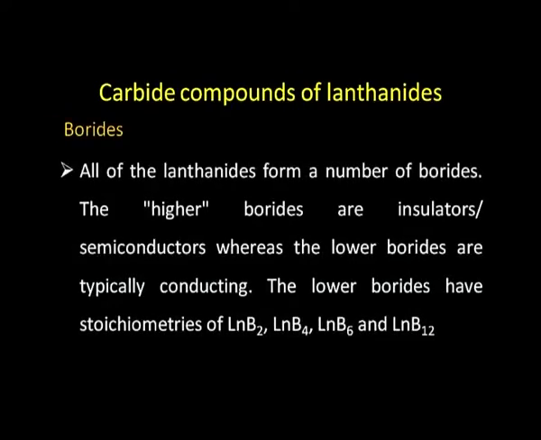Next are the carbide compounds of lanthanide. Carbides of varying stoichiometries are known for the lanthanides. Non-stoichiometry is very common. All of the lanthanides form LnC2 and Ln2C3, which both contain a C2 unit. All of the lanthanides also form a number of borides. The higher borides are insulators or semiconductors, whereas the lower borides are typically conducting. The lower borides have stoichiometries of type LnB2, LnB4, LnB6 and LnB12.